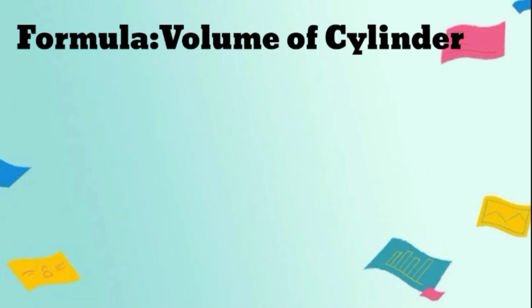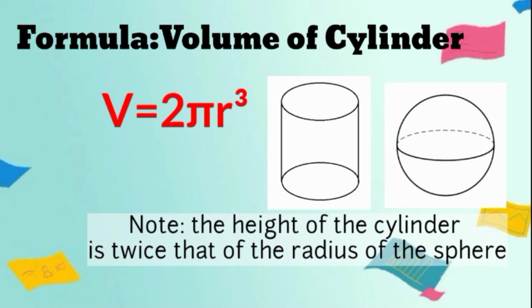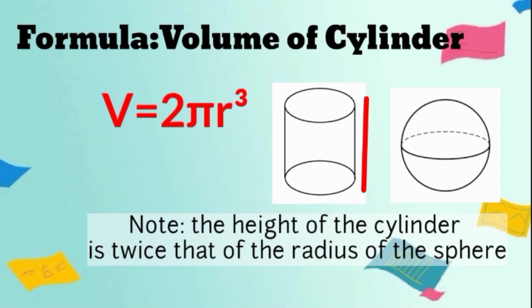So, in finding the volume of a cylinder, we are going to use volume is equal to 2 pi r cubed. Always remember that the height of the cylinder is twice that of the radius of the sphere.